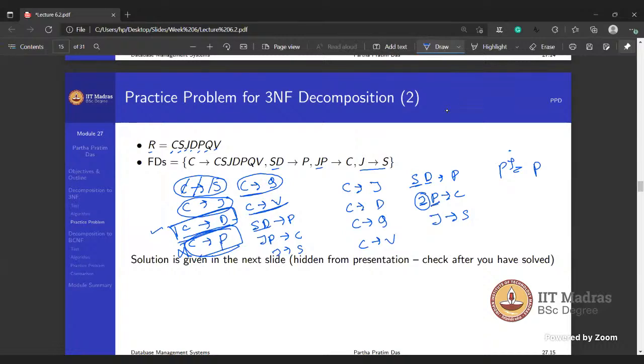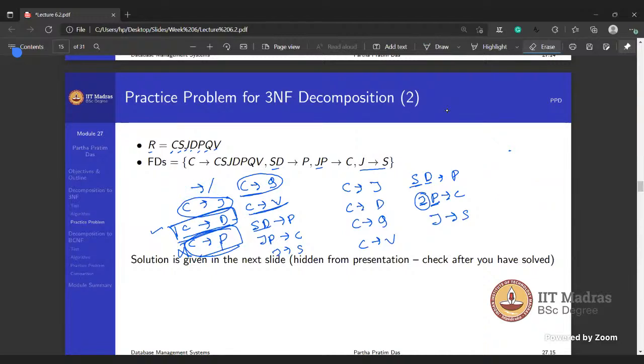Then we have to find whether P is an extraneous attribute or not. So find J closure without the help of P. What will we get? With J only, I will get S, right? Yeah, J and S. So here I can interpret that only I have to look into JP. So this is not an extraneous attribute. Okay, so we have to write the final relation.